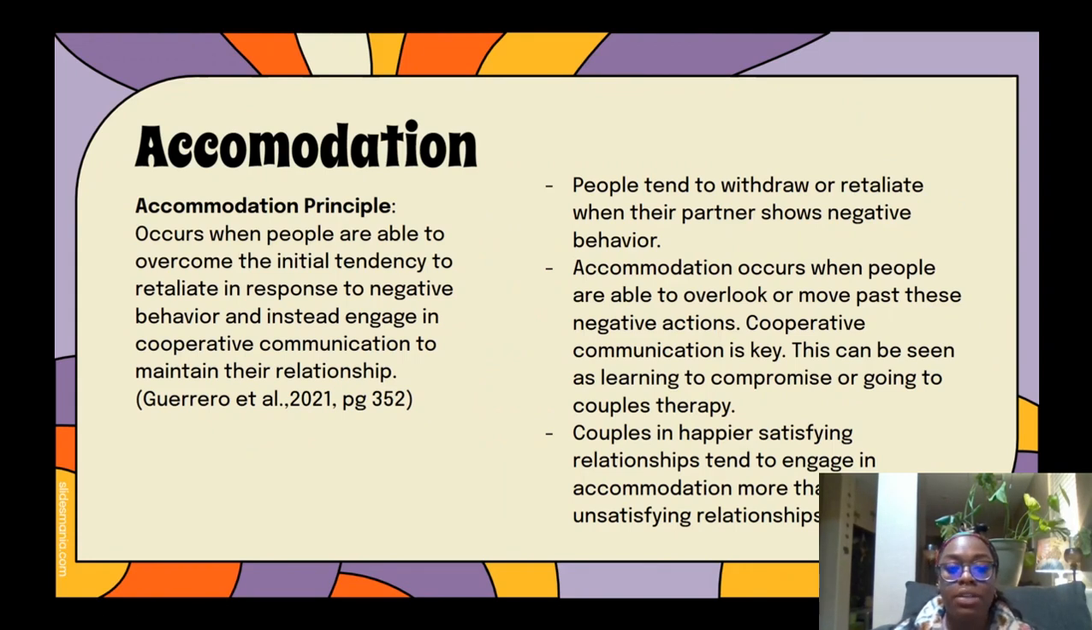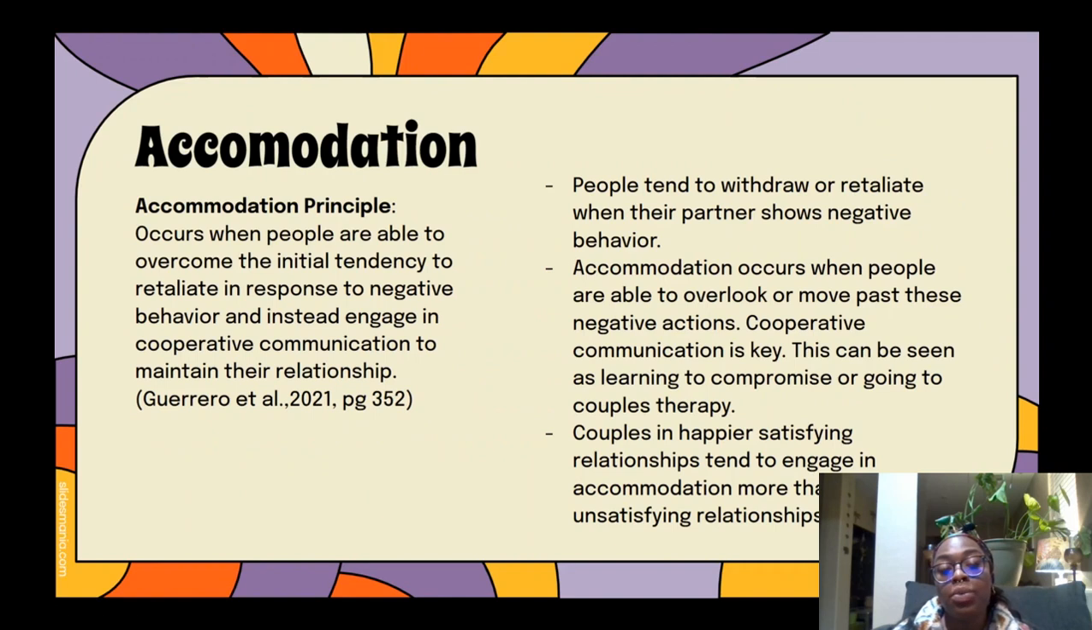And the accommodation principle is something that occurs when people are able to overcome the initial tendency to retaliate in response to negative behavior and instead engage in cooperative behavior or communication to maintain their relationship. So to me, this is compromising, going to therapy, stuff like that.